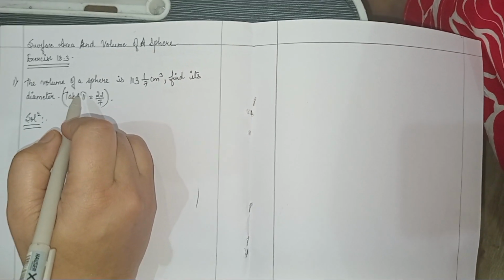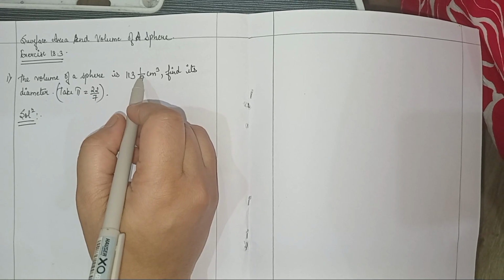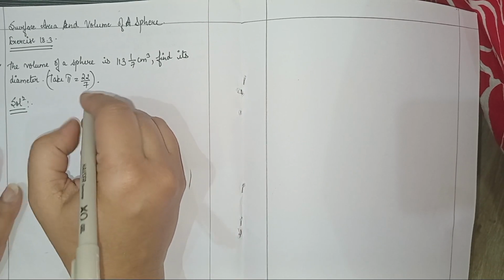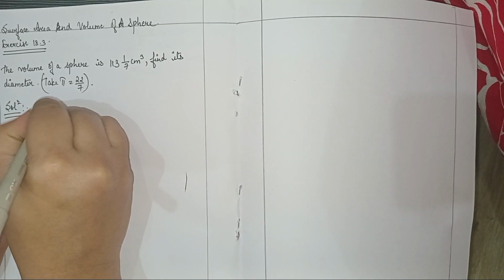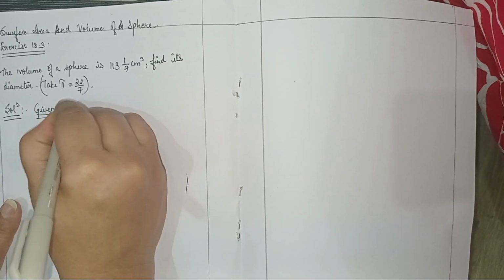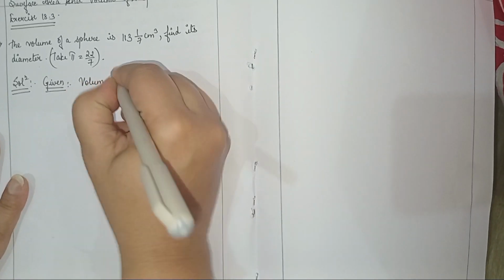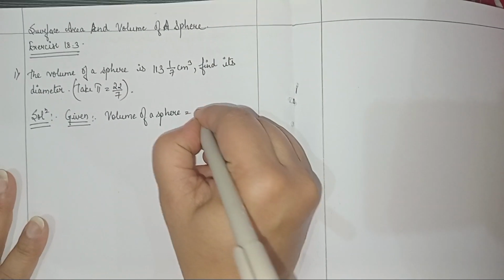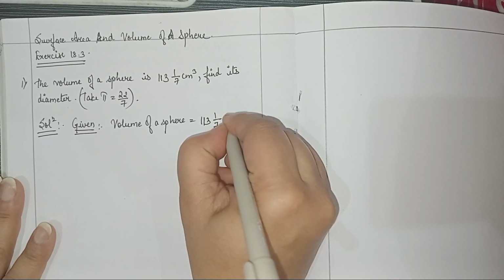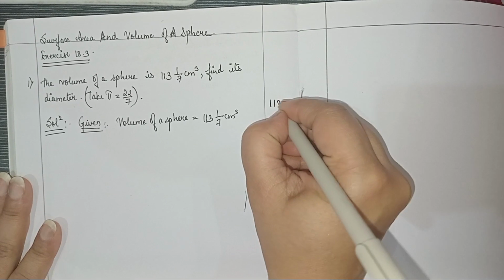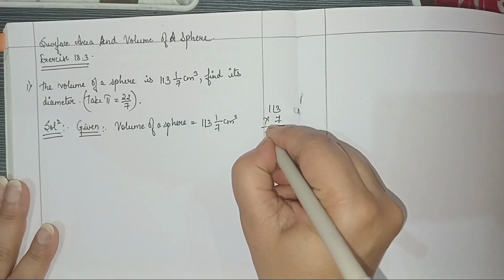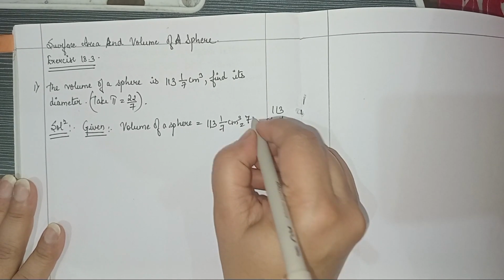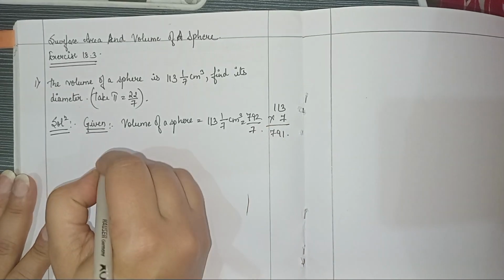So here you're supposed to find the volume of a sphere is given to you, that is 113 1/7 centimeters cube. Find its diameter. Okay, so given volume of a sphere is equal to 113. It's in a mixed fraction form. When you multiply 113 into 7, you get 791 plus 1, 7 will give you 792 over 7 will be your volume.